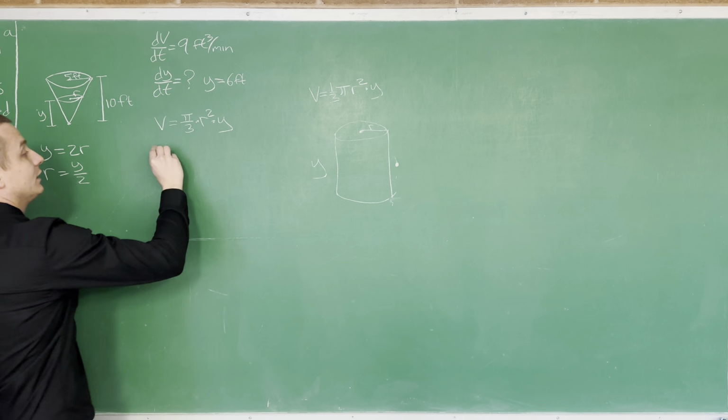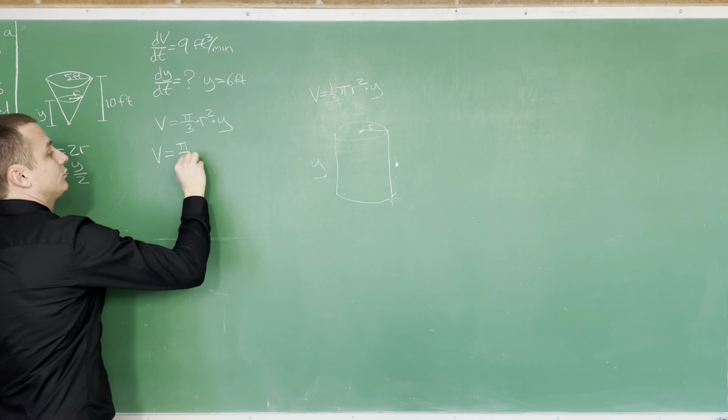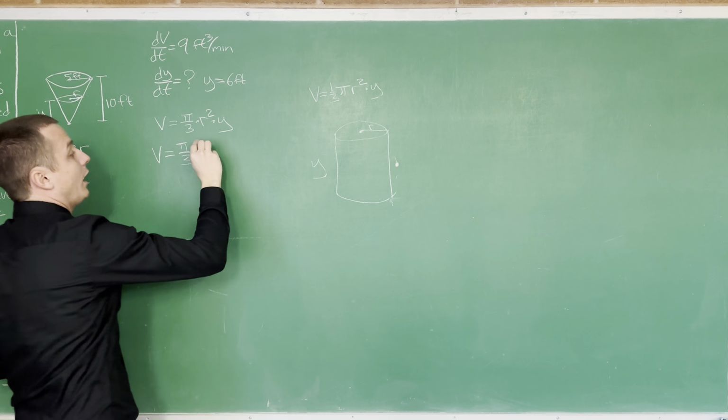So I'm going to get that my volume is equal to pi thirds. r squared now is going to be y squared over 4. Never mind, you got to square the 2 times y. Which is going to be equal to pi 12ths times y cubed. The y times y squared gives me the y cubed. The 3 times the 4 gives me the 12. Good? Now I'm just going to take the derivative with respect to time of both sides.